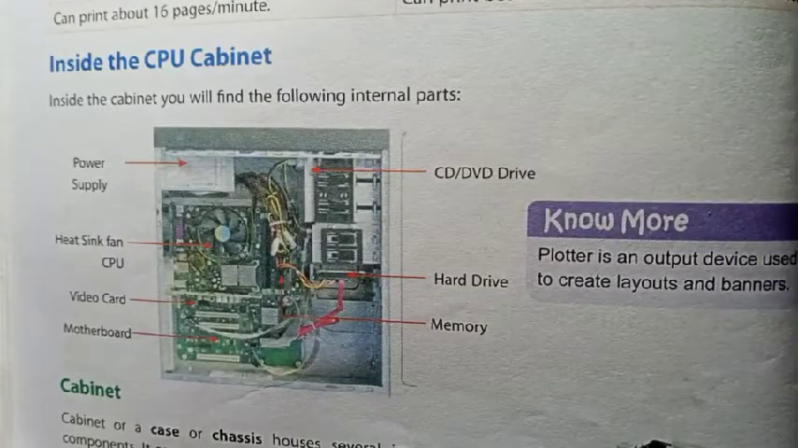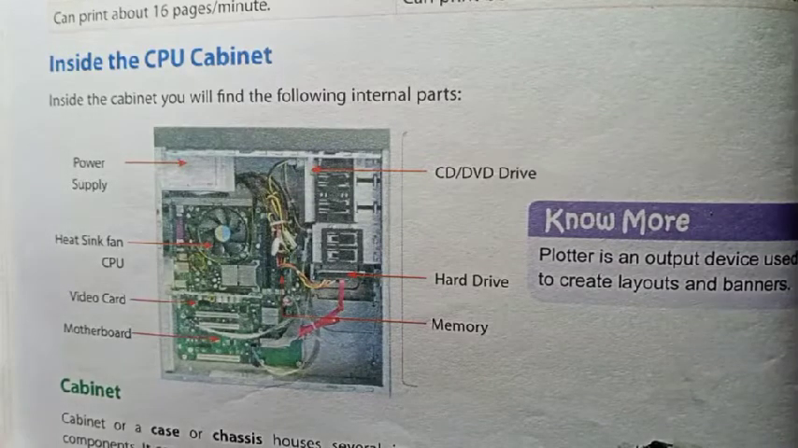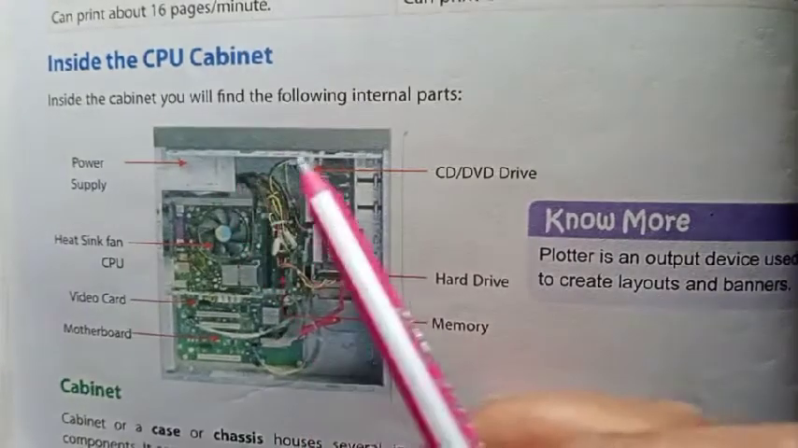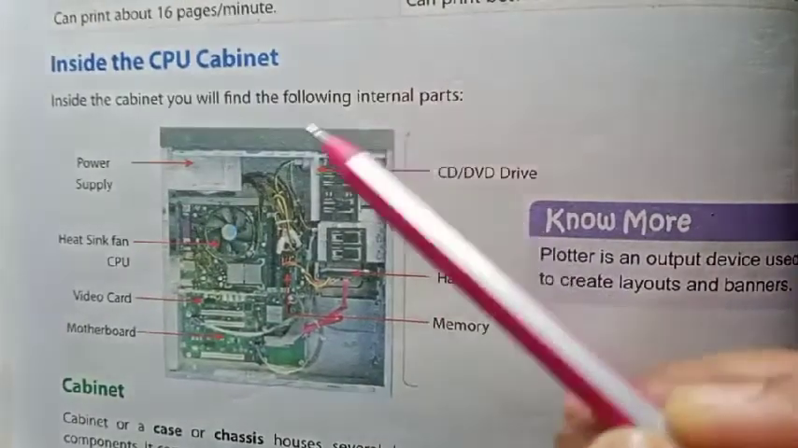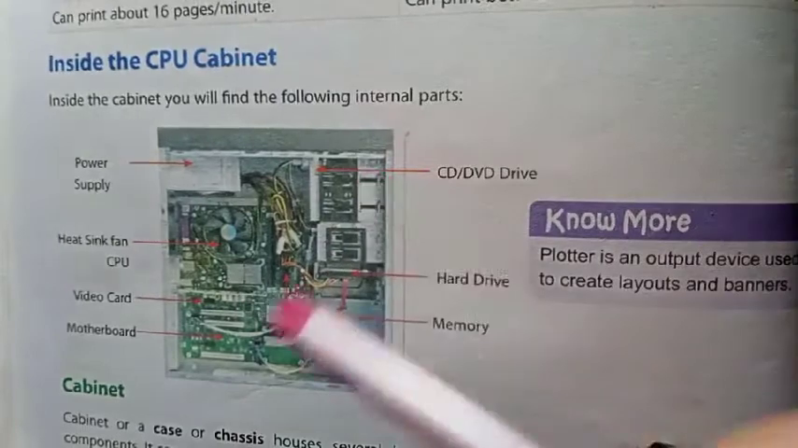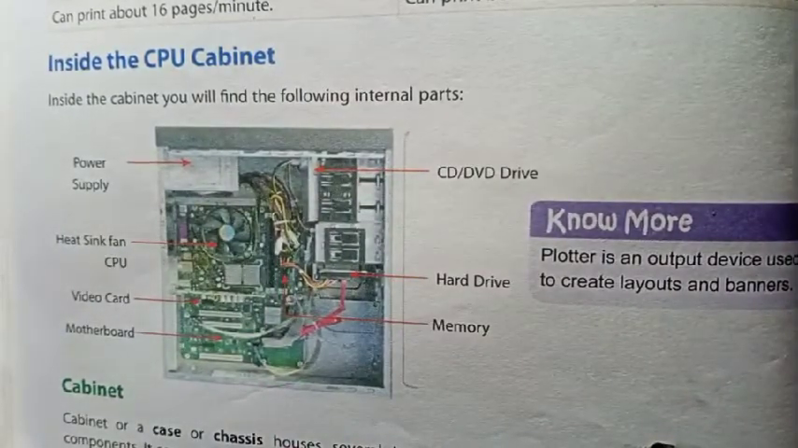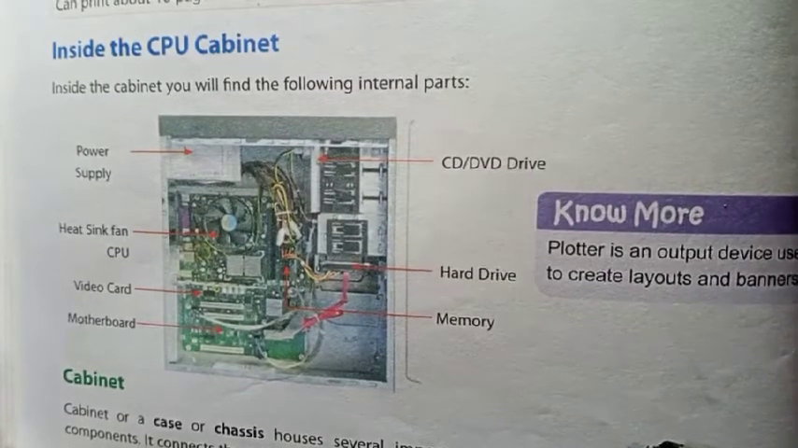Hello students, we are going to continue session 2, that is parts and peripherals of computer in the unit ICT and ICT tools. And today we are going to discuss the inside of the CPU cabinet. You can see this is the inside view of a CPU cabinet, and what are all the things that are found inside the CPU cabinet that you can see over here.